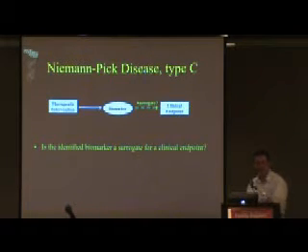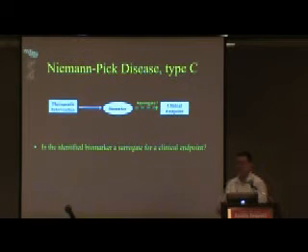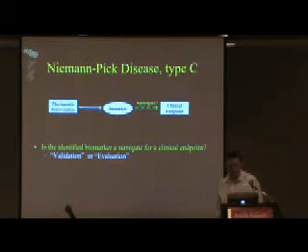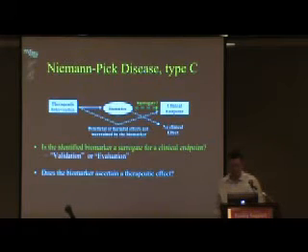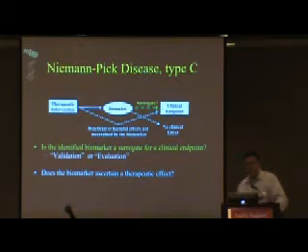It's actually very difficult to prove that, and it's a process that takes time, but identifying them is the first step in the process. And that process of showing that it's a surrogate is referred to as either validation or evaluation. Okay. Does the biomarker ascertain a therapeutic effect? I mean, that's what we want it to be.